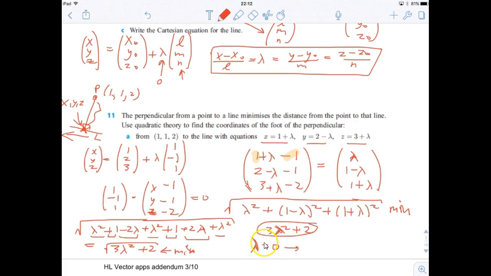If we know that lambda equals 0, then we can find the values for x, y, z easily. If you put 0 here, then the values for x, y, z are just 1, 2, and 3. So it turns out that the foot of the perpendicular is just going to be the coordinates 1, 2, 3. Okay?